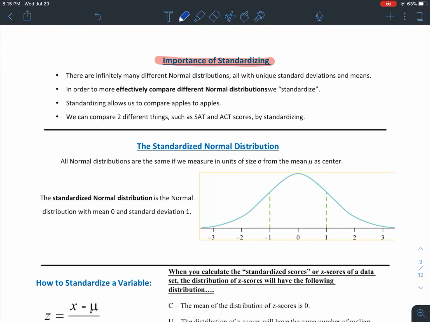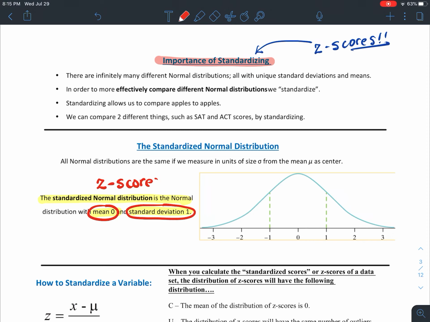Now, the importance of standardizing, and please keep in mind when it says standardizing, this is referring to z-scores. So when we have the standard normal distribution with z-scores, this is absolutely crucial here. The mean is always 0, and the standard deviation is always 1, if we're talking about z-scores. So that's what this is. These are z-scores plotted along the x-axis.